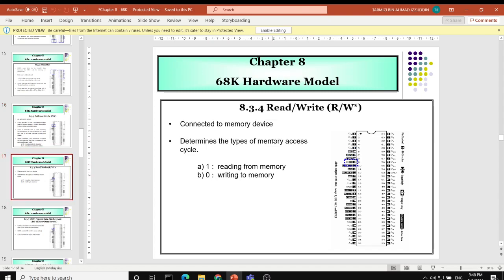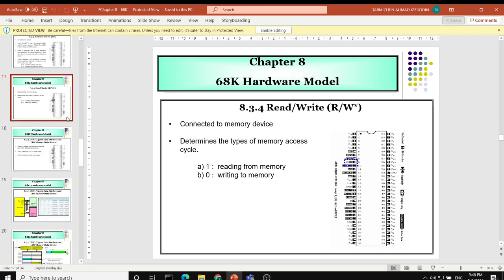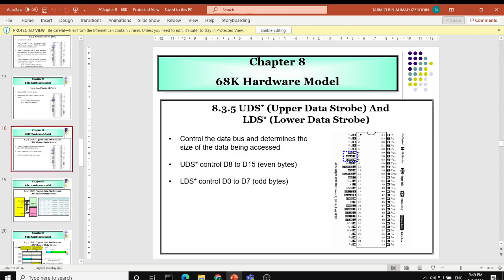Next is read and write. Okay, so read and write is pretty much straightforward. It's a unidirectional pin. Basically it is used by the 68K to tell your external peripheral or your external memory whether the 68K wants to read from it or wants to write to it. That's all.